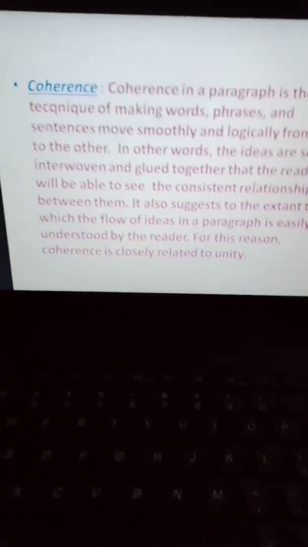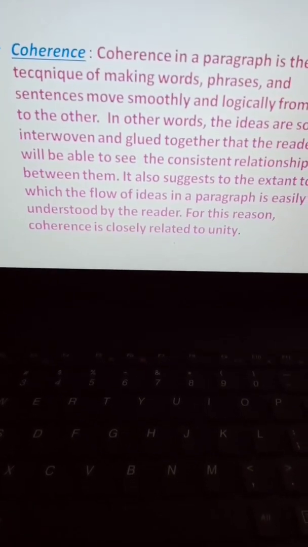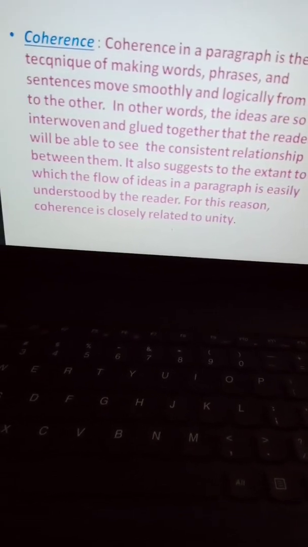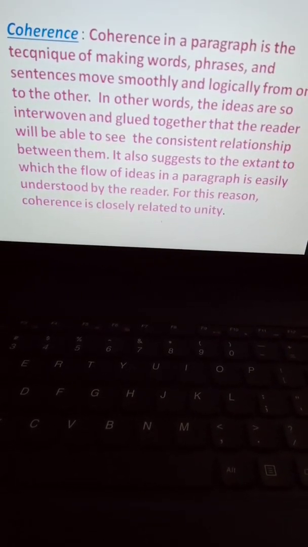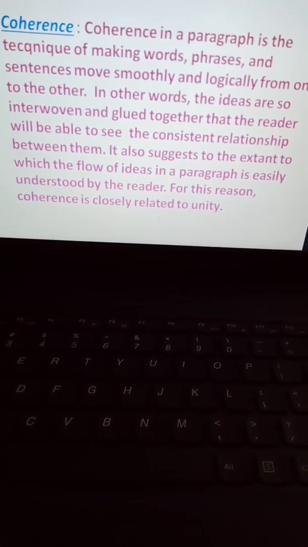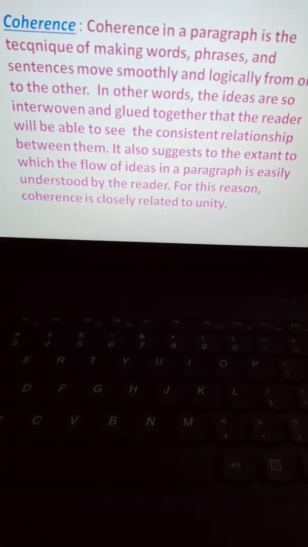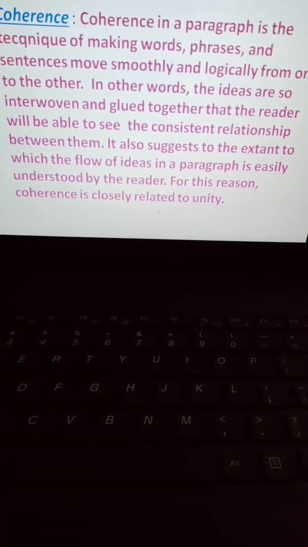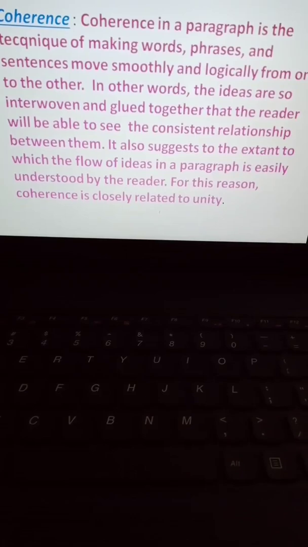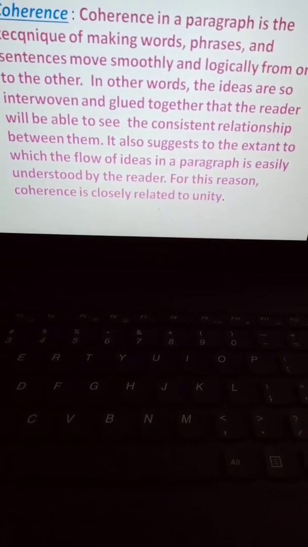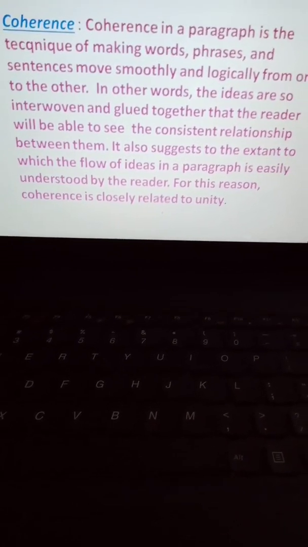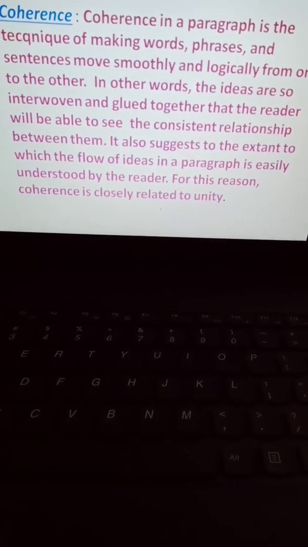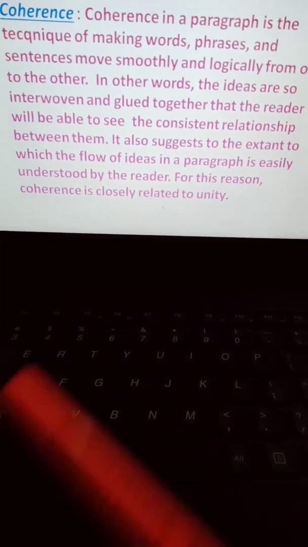So, coherence in a paragraph is the technique of making words, phrases, and sentences move smoothly and logically from one to the other. In other words, the ideas are so interwoven, that means so interrelated and glued together, that the reader will be able to see the consistent relationship between them. So, coherence helps to make consistent relationship among sentences or among the three parts of a paragraph. It also suggests to the extent to which the flow of ideas in a paragraph is easily understood by the reader. For this reason, coherence is closely related to unity.